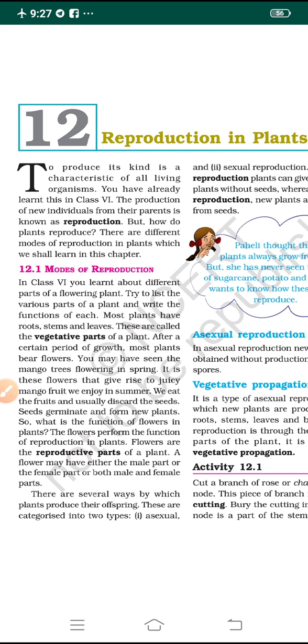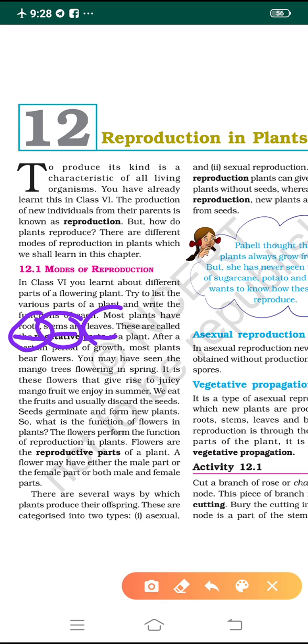As we studied in 6th standard, there are different parts of a flowering plant. One flowering plant possesses different kinds of parts. So let us make a list of such parts, the various parts of the plant, and write the functions of each. Most of the plants have roots, stems, and leaves. So most of the plants have such kinds of parts.